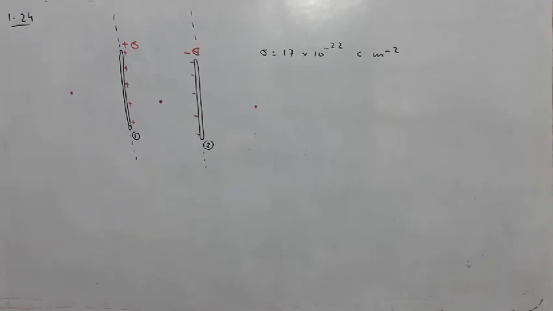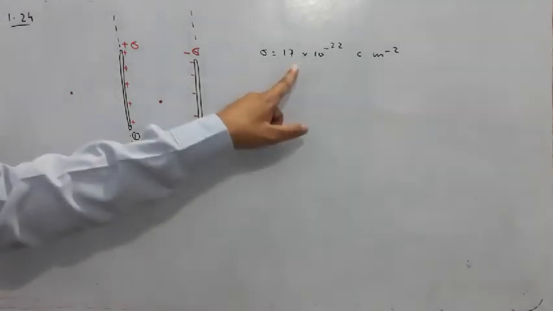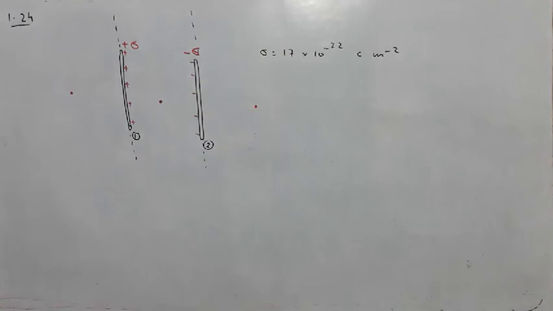The last question that I would like to discuss today, students, is question number 24 of NCERT, 1.24. In this question it is given that there are two metal plates. Let me read the question. Two large thin metal plates are parallel and close to each other. On their inner faces, the plates have surface charge densities of 17.0 into 10 to the power minus 22 coulombs per meter square. What is the electric field in 3 regions?